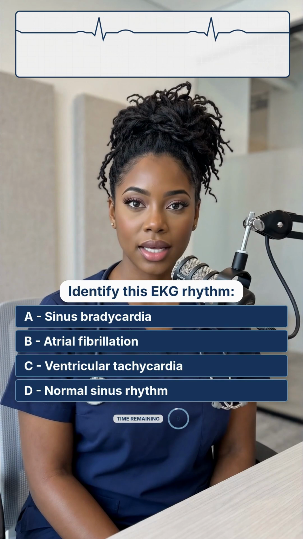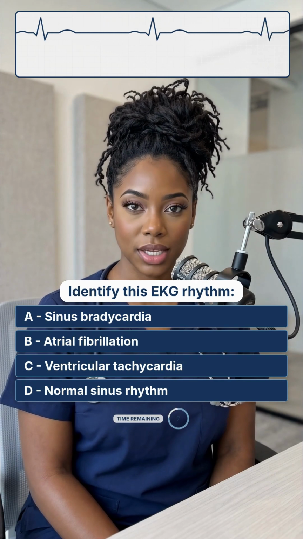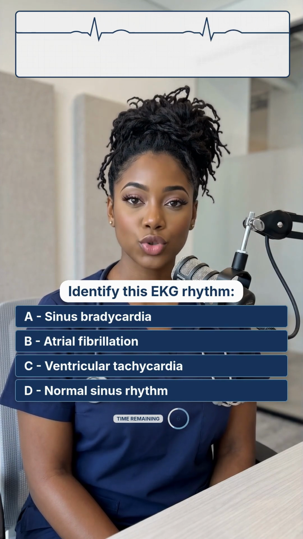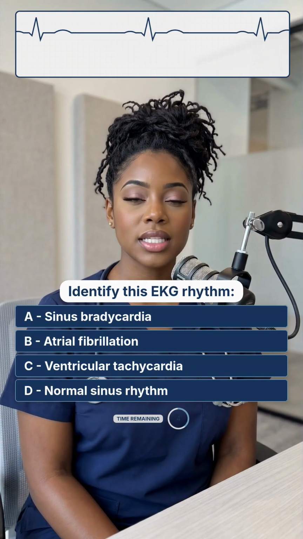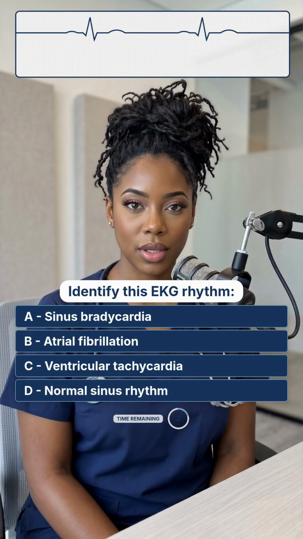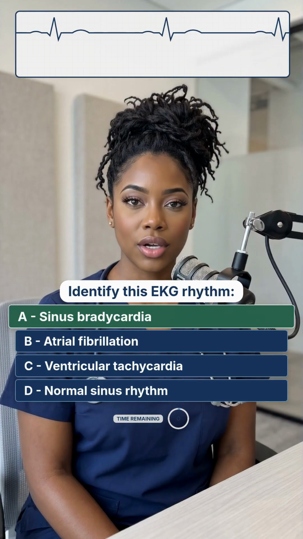Practice question 2. Next one. The rhythm is slow, regular, and every P wave is followed by a QRS. What is this? A. Sinus bradycardia. B. Atrial fibrillation. C. Ventricular tachycardia. D. Normal sinus rhythm. Pay attention to the heart rate. The answer is A. Sinus bradycardia, because everything is normal, just slower than expected.